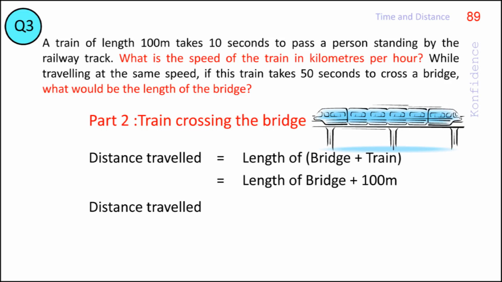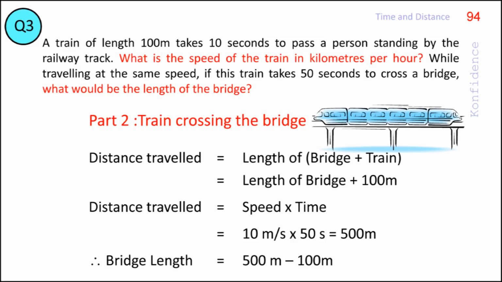It is given that the train crosses the bridge in 50 seconds. Distance traveled by the train in 50 seconds is given by distance equals speed into time, or 10 meter per second into 50 seconds, which is 500 meters. This distance is the sum of length of the bridge and length of the train. We already know the length of the train as 100 meters. So the length of the bridge should be 500 minus 100, which is 400 meters.